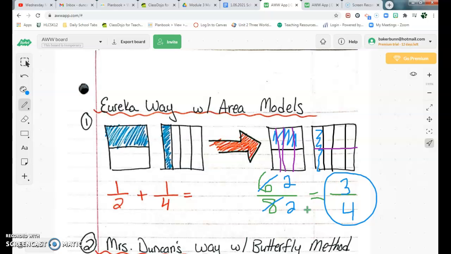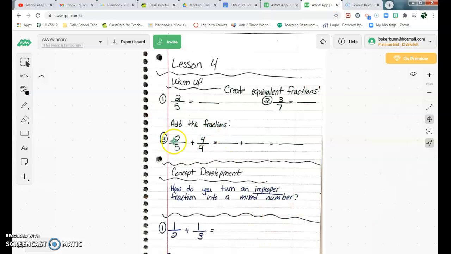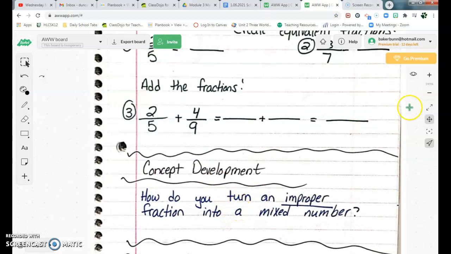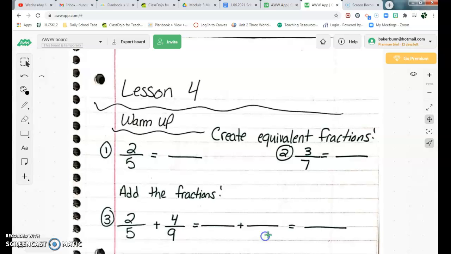Now what we're going to do is transition over to Module 3, Lesson 4, and this is what our math notes are going to look like today. What I'm going to ask you to do is pause the video and write down your warm-up, 1, 2, and 3. When you are done with the warm-up, hit play and I'll go over the results with you. All right, go ahead and hit pause now.